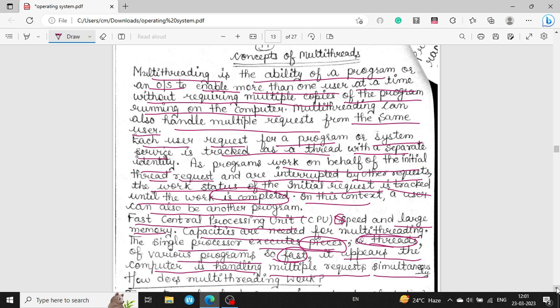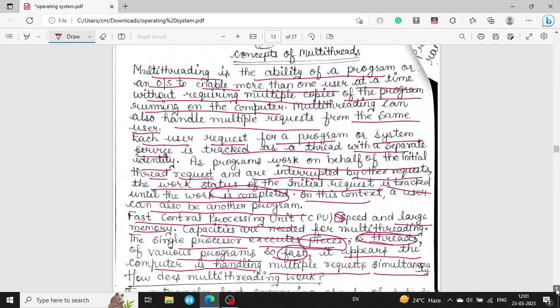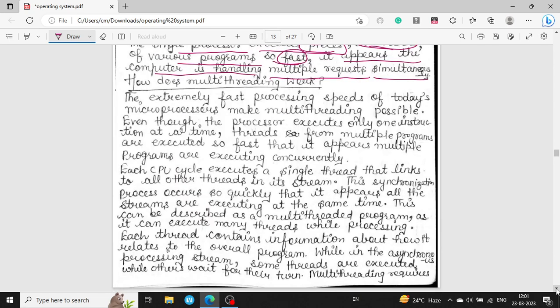And fast CPU speed and large memory capacities are needed for multi-threading. A single processor executes pieces or threads of various programs so fast that it appears the computer is handling multiple requests simultaneously. Simultaneously means at the same time, at the same level. Now the next point is, how does multi-threading work?